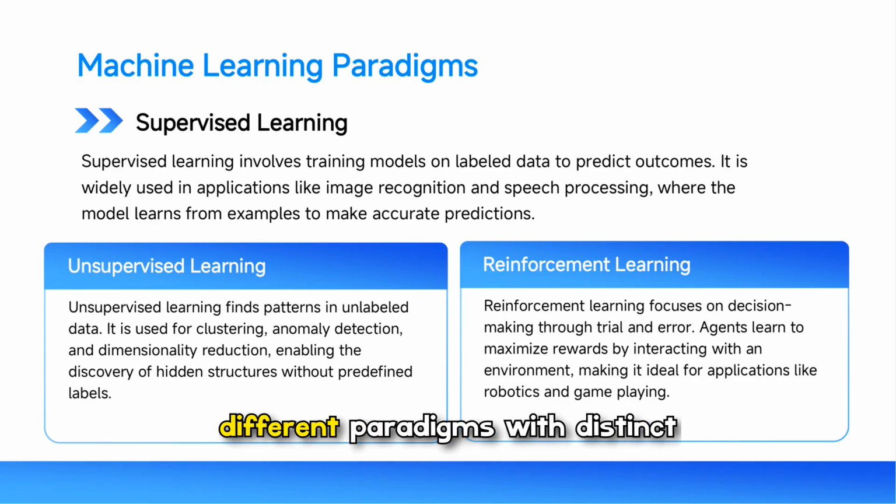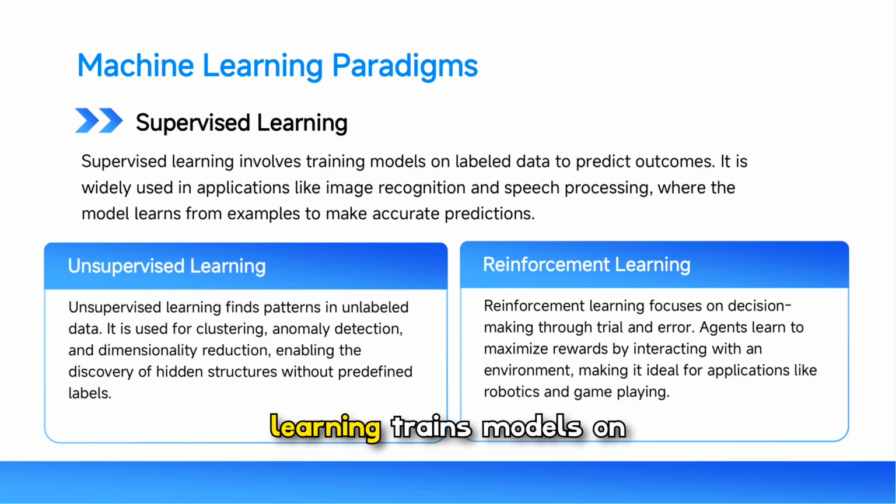Machine learning comes in different paradigms with distinct goals and workflows. Supervised learning trains models on labeled examples to predict outcomes. Unsupervised learning finds hidden patterns without labels for tasks like clustering, and reinforcement learning teaches agents to make decisions through trial and error, which is useful in robotics and game environments.